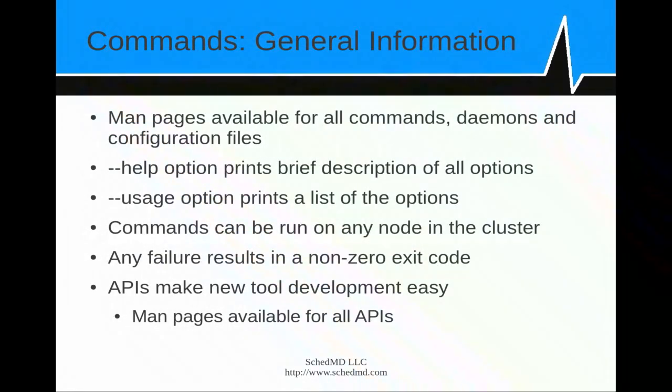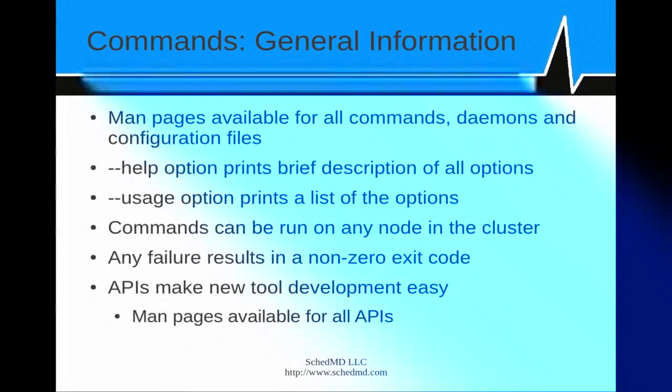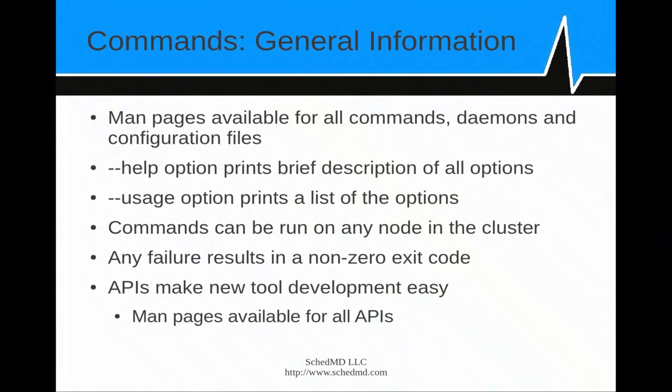So there are man pages available for all the commands. Here's some general information about the Slurm commands. There are man pages available for all the commands, all the daemons, and all the configuration files. If you execute one of the Slurm commands with --help on the execute line, it will print a brief description of all of the options, and --usage will print a list of the options. It'll be far more brief. So if you want detailed information, you want to look at the man pages, but if you just need a little hint, --help or --usage might be able to give you the information that you need.